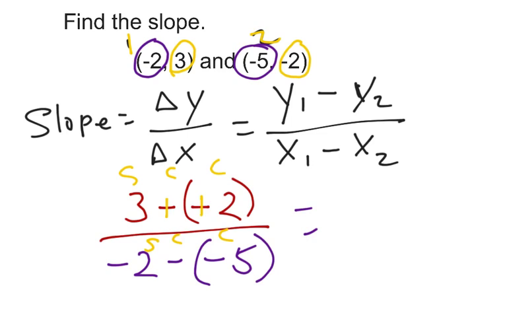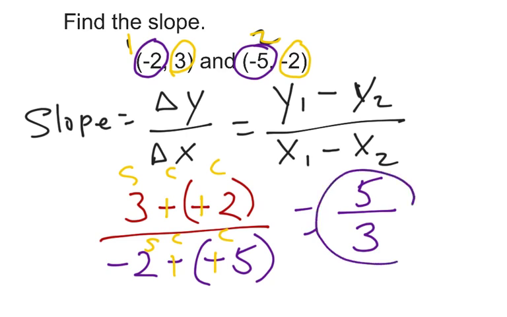So when we have 3 plus +2, that's the same as 3 plus 2. That would give us 5. So our change in y, our difference, is 5. And our change in x, again, we're going to change to plus, change to positive, is going to be 2 plus +5, which is the same thing as 5 minus 2, which is 3. So our slope is 5/3.